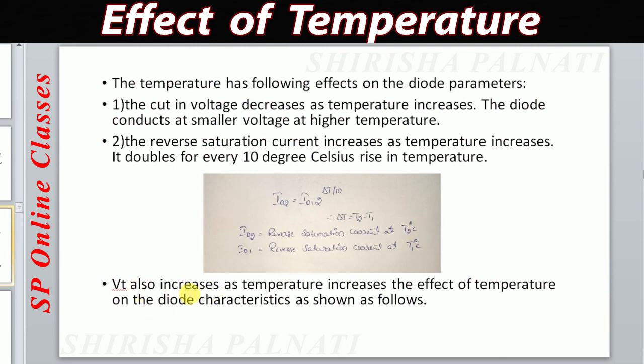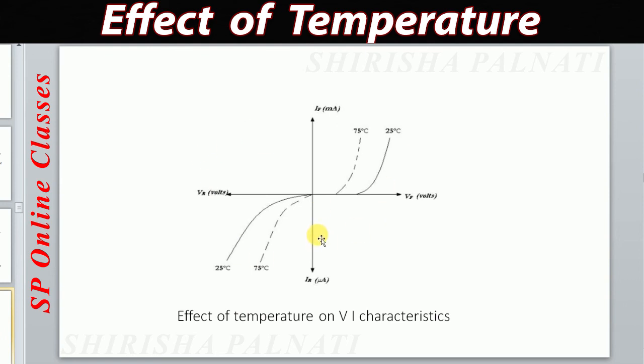Next, Vt also increases as temperature increases. The effect of temperature on the diode characteristics is shown below. Vt, the threshold voltage, increases as the temperature increases. This diagram shows the effect of temperature on diode characteristics. This is the forward condition and this is the reverse condition. Here we consider T1 and T2: 25 degrees Celsius is T1 and 75 degrees Celsius is T2. And here we have I01 and I02.